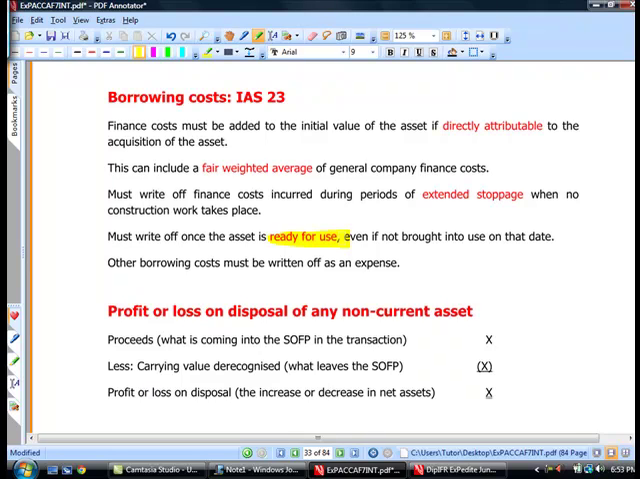What does capitalization mean? It means if I have a loan which is taken to build a supermarket, let's say, I can take the interest which is paid on this loan and include it in the value of the asset over the period of construction. If I don't have a loan taken specifically, for instance, to build a supermarket, I can take the weighted average of the company's finance cost and still include it in the cost of the supermarket. Once the supermarket is ready for use, the interest will be charged as normal in the P&L as an expense of the period.